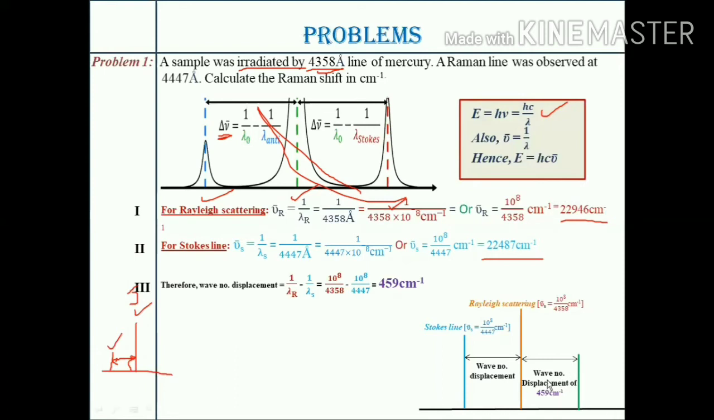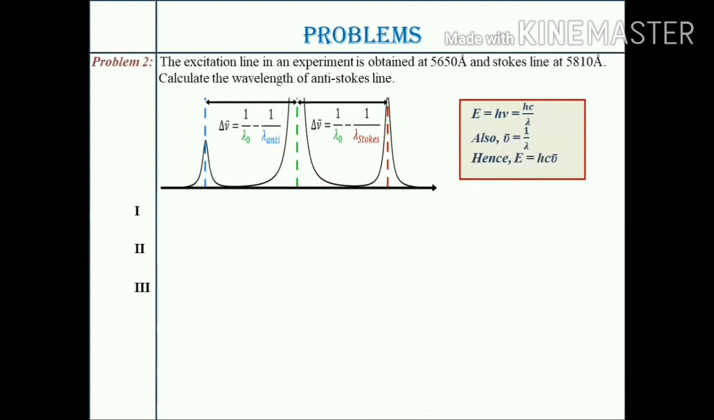So this will go for the value of the anti-Stokes line also. Why? Because it is a constant value for a particular molecule. Okay, now let's move to the next question, another one.